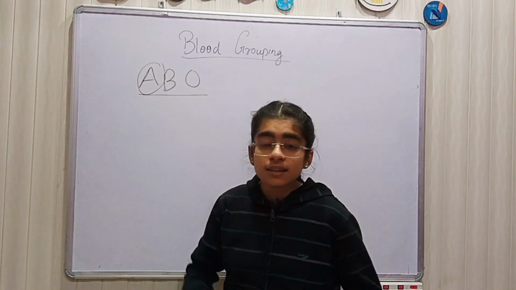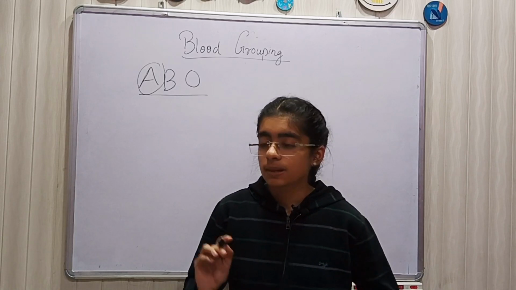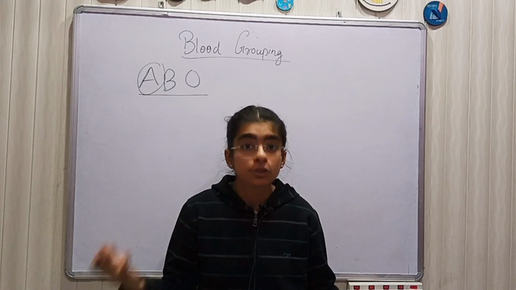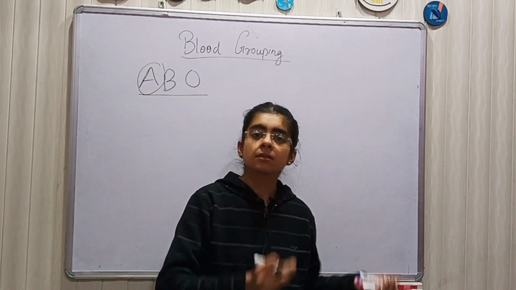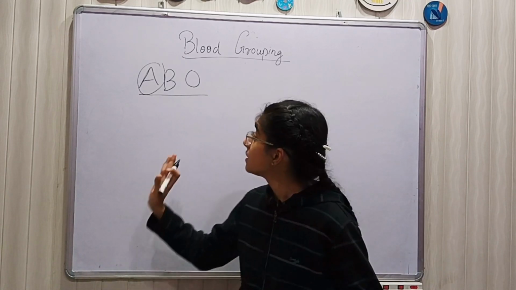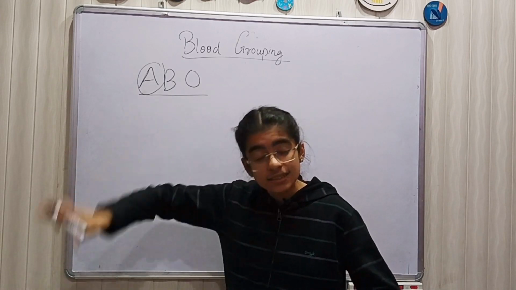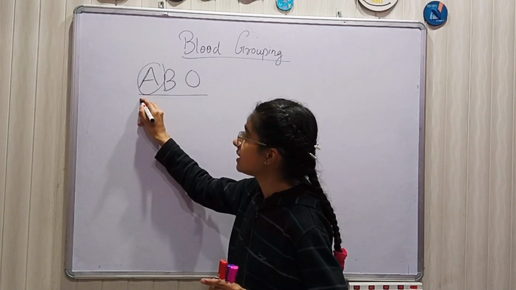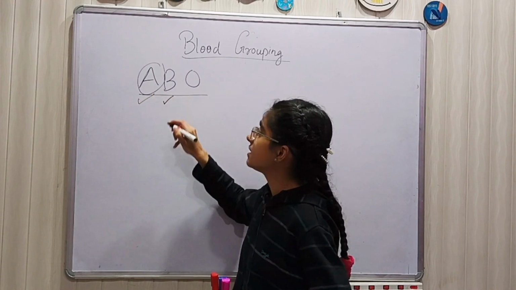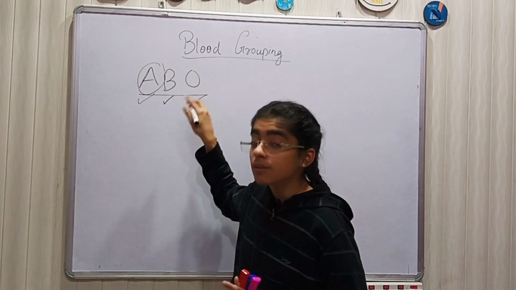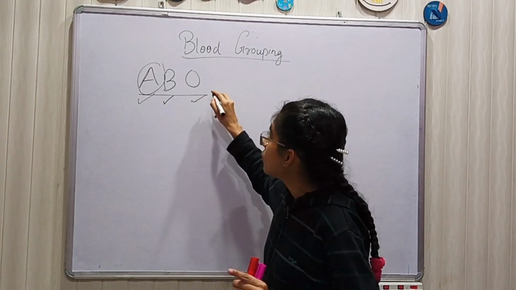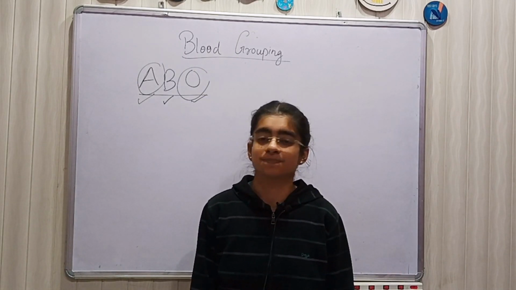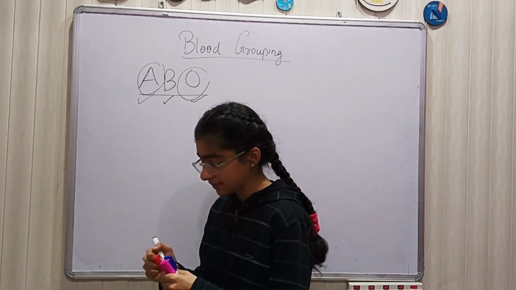Here A is the antigen. Basically we have glycoproteins, proteins attached with sugars. The type of sugars, the type of glycoproteins we have determines whether it is an A antigen, a B antigen, or O. O means a big no to antigen, because it does not have any antigen. Understood?